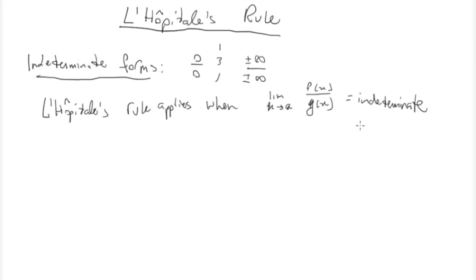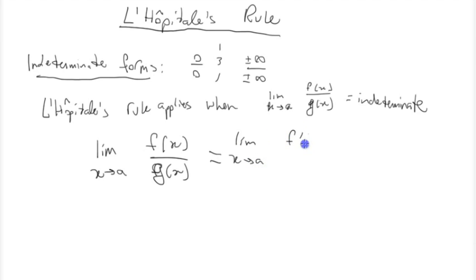So now, what does L'Hopital's rule actually do? Well, it's pretty simple, and all you really need to be able to do is take the derivative of a function. The rule states that if we have the limit as x approaches a of some function f(x) over some function g(x), and that's indeterminate, then we can express the same limit as the limit as x approaches a of the derivative of the function in the numerator over the derivative of the function in the denominator.